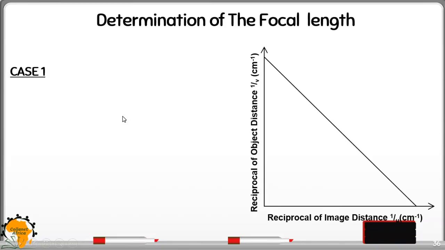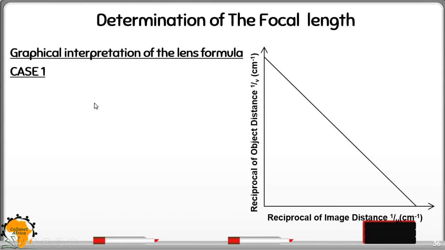Then we look at interpretation of the graph of the lens formula. We have case 1. We are plotting a graph of 1 over V against 1 over U. Remember, in this graph, it will also help us to determine the focal length when we plot.